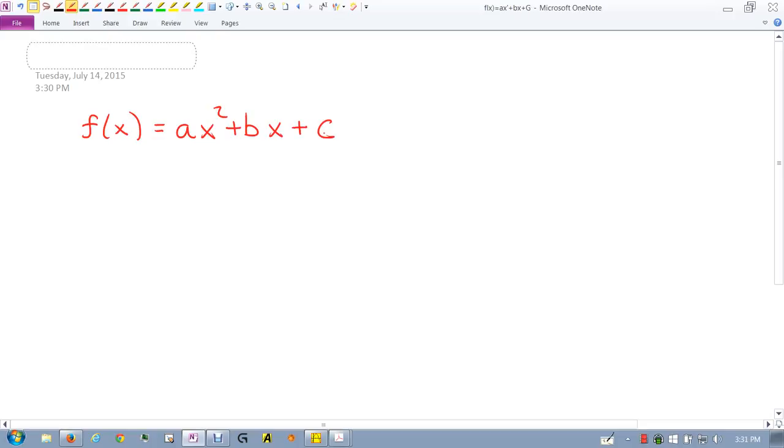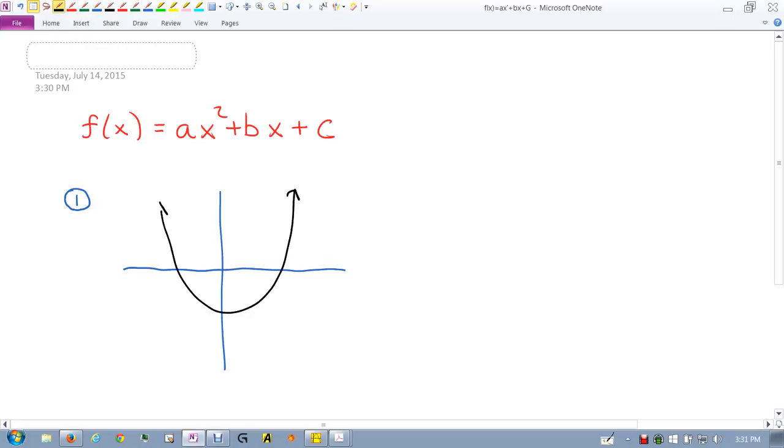So if you're given this function, there's one of two possibilities in terms of the picture. You could have this possibility, first one, that it looks like a U, kind of like a smiley face, right? We call this a parabola. And in this one, we would say that this one opens up.